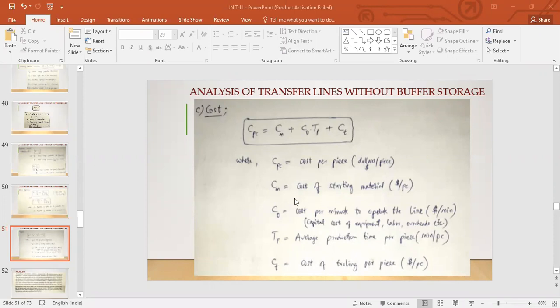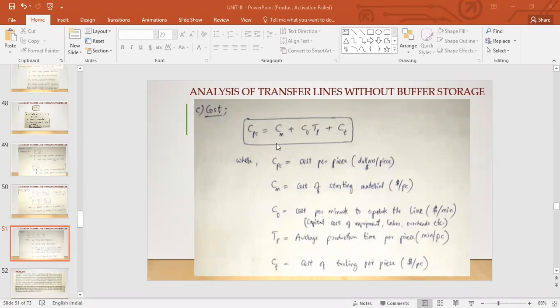And C0 times TP. C0 is the cost per minute to operate the line. How is it calculated? Based on the capital cost of equipment, labor, overheads, etc. All the miscellaneous costs, right? I told you that if there are laborers employed, you have to consider that also. You have to pay some money, and you see how much per hour, how much per minute that you're paying them. So basically all that will count. And you'll take that here. C0 into TP. TP is the average production time per piece. So this is the time required per piece multiplied by this cost per minute, a combination of all of that.